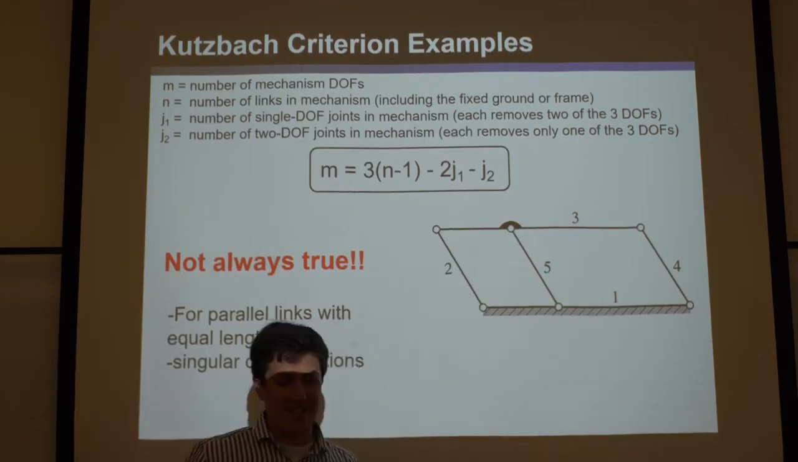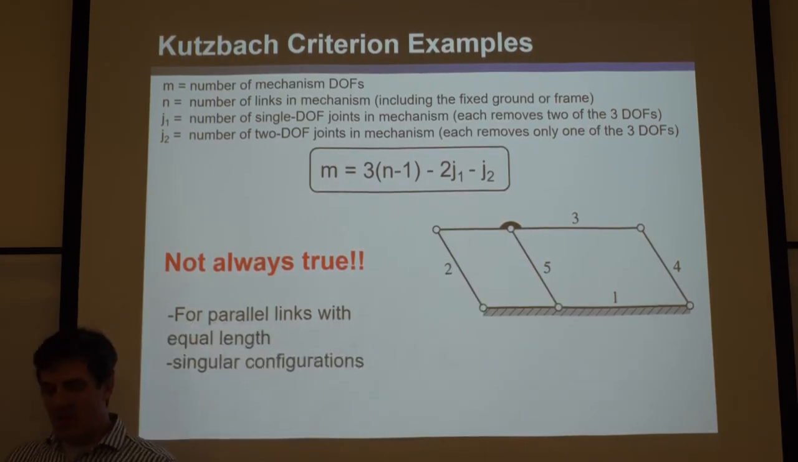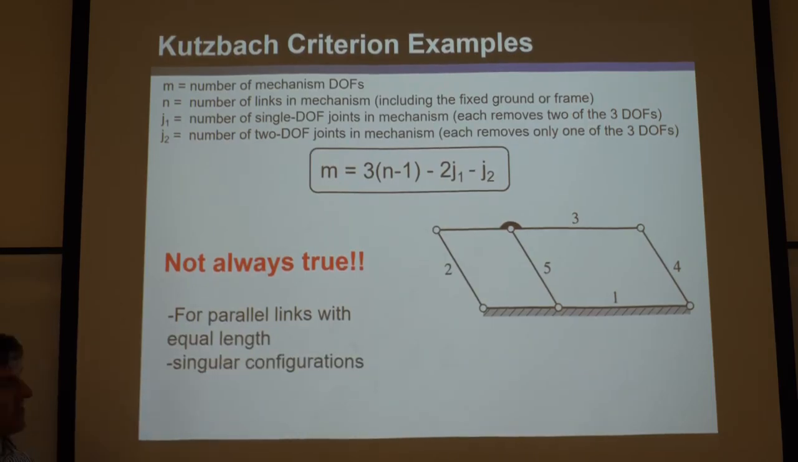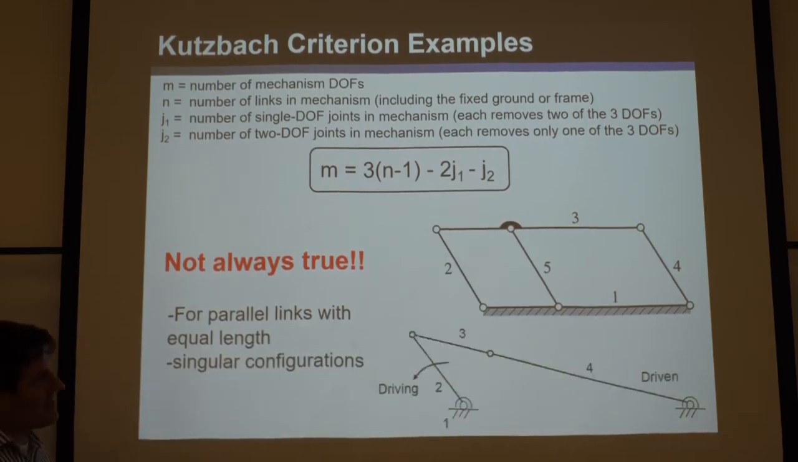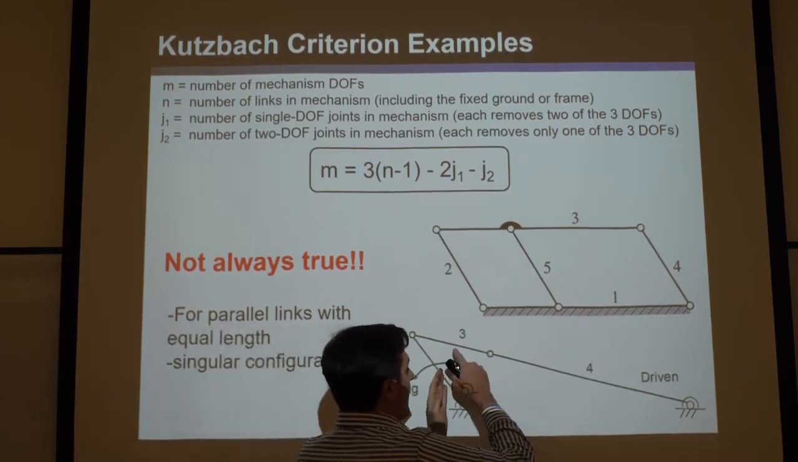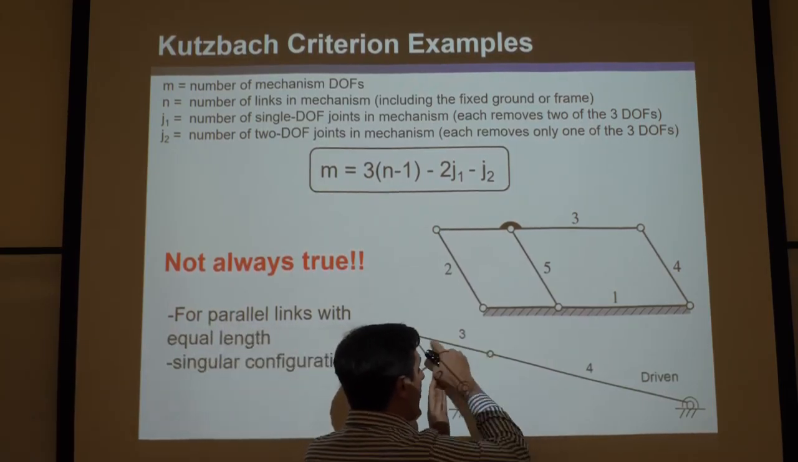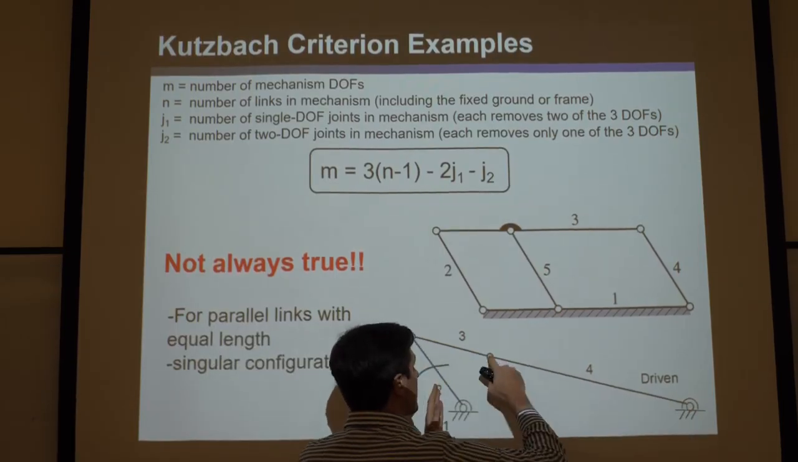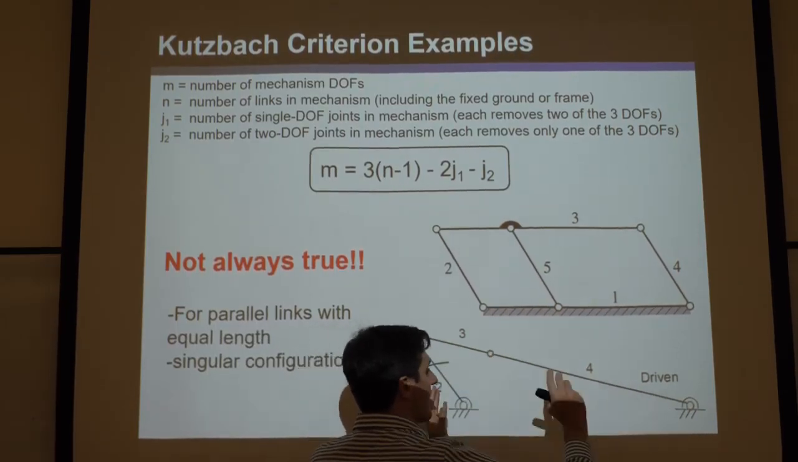Well, Kutzbach said it doesn't, so be aware of that. And then the other one is singular configurations. So this is an example of a singular configuration. Imagine, before, these guys were in a row. See these 3 rotations in a row, that's what makes it singular.